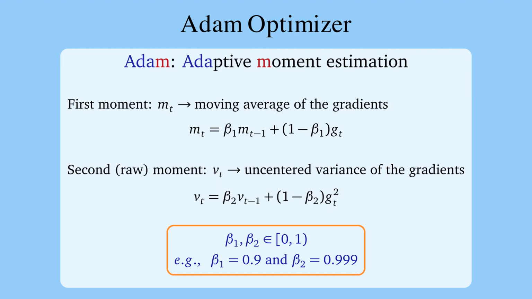So far, we have seen a lot of cases of exponential moving average of different quantities in this video. This is just another case of EMA, except that Adam has two of them. And the hyperparameters beta 1 and beta 2 must be selected within the range 0 to 1. The recommended values for these two hyperparameters are listed here.